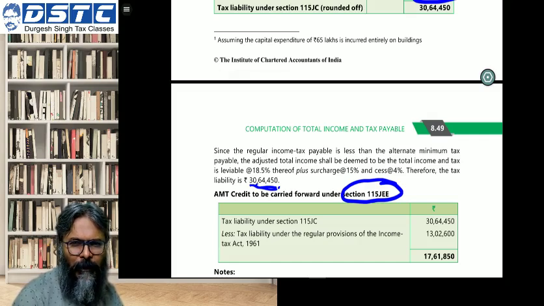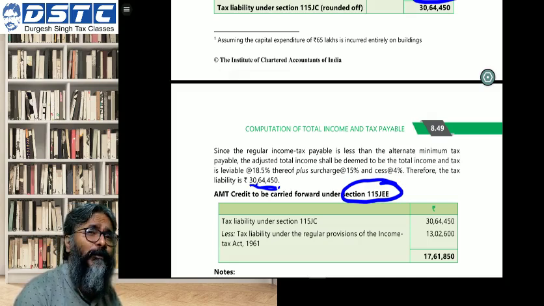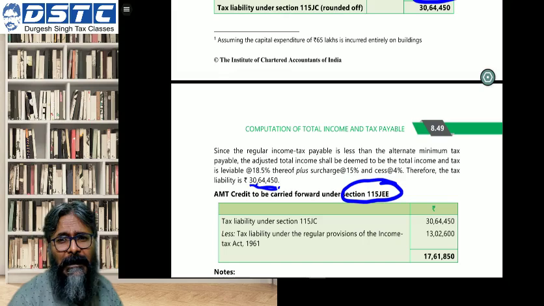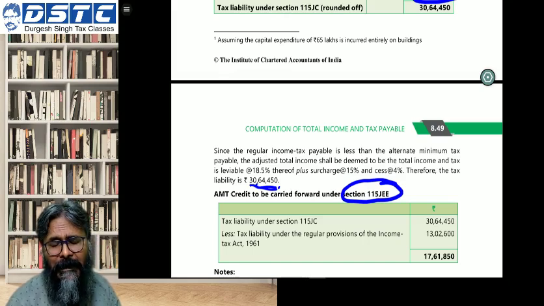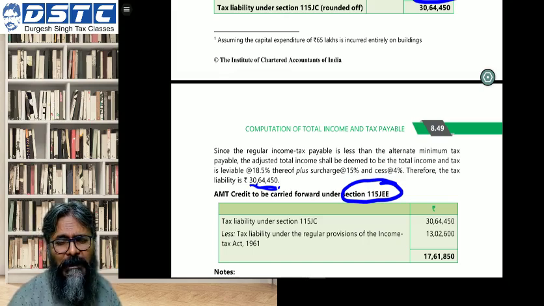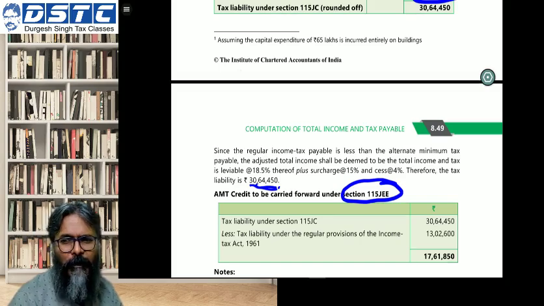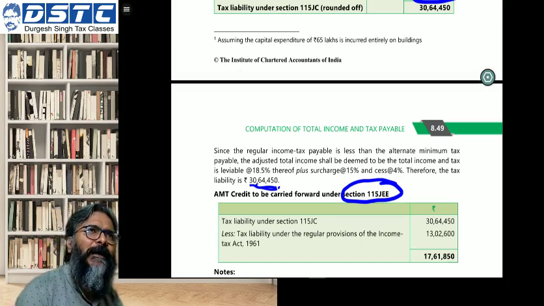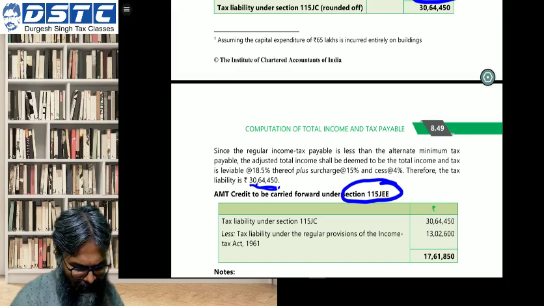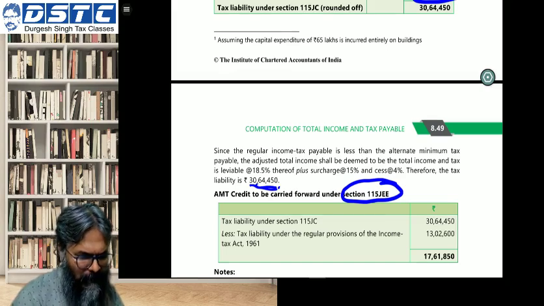The credit will be utilized in the subsequent AYs when the assessee's liability to pay the tax will be as per the normal provision of the income tax. For how many years can this AMT credit be carried forward? The assessee can carry forward this AMT credit for a period of 15 years. Yes, Priyanka, that is applicable.